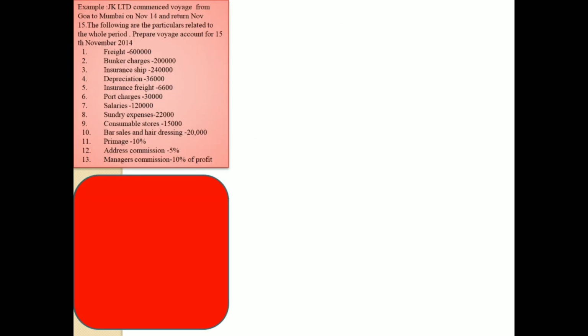Then after that, there will be one more thing. Look at the last adjustment, manager's commission, that is 10% of profit. So how to calculate that manager's commission? Based on the previous records, you have to calculate the value on credit side. There will be a rough calculation of value of credit side, that is the value on credit side.